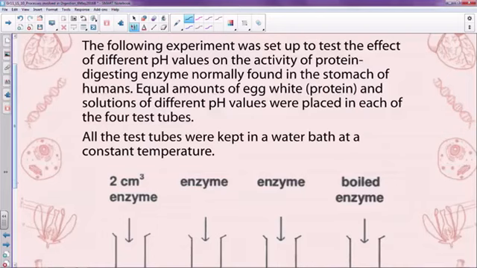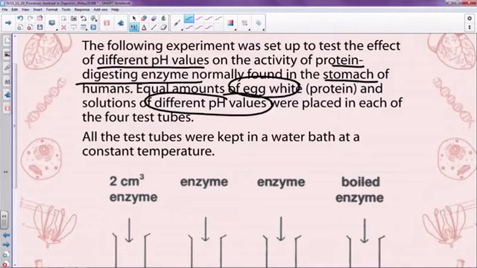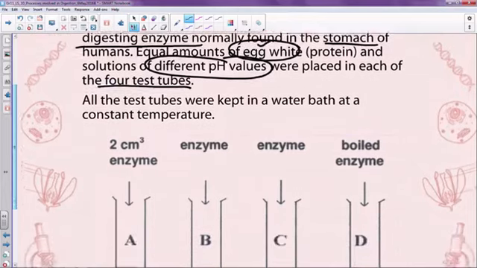Let's look at the next question. The following experiment was set up to test the effect of different pH values on the activity of protein digesting enzymes, which are normally found in the stomach of humans. Equal amounts of egg white, which is the protein, and solutions of different pH values were placed in each of the 4 test tubes. So here we've got digestive enzymes normally found in each one of them, and then these are placed in test tubes with different pH values containing egg white. Let's look at the setup and let's see what questions are based on this.